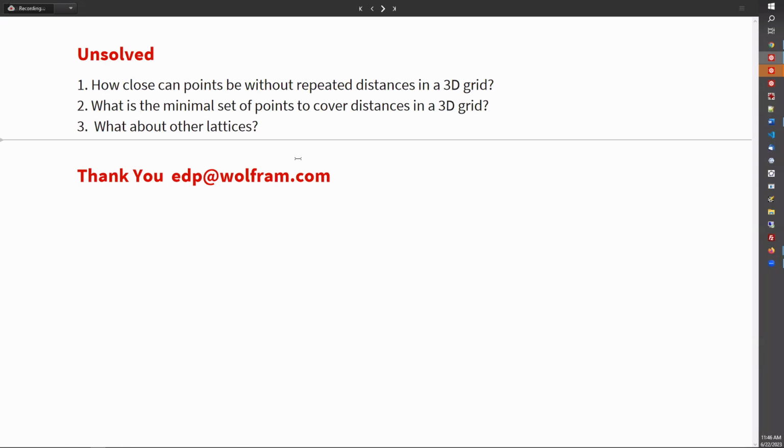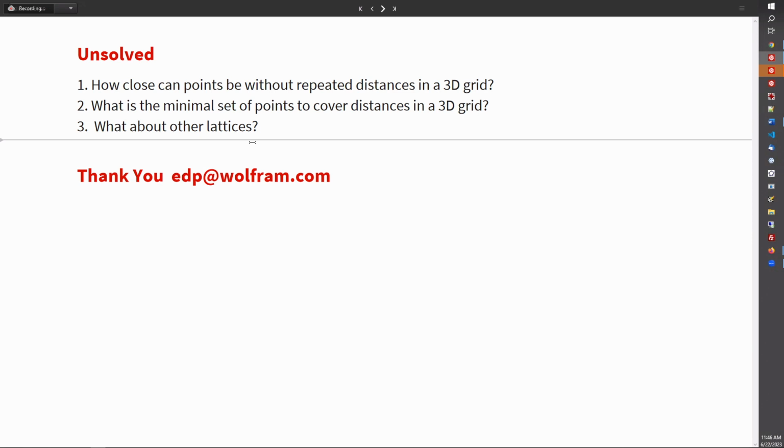So let's see. Here are some other problems that are unsolved. What about 3 dimensions? How close can points be without repeated distances in a 3D grid? That's not been looked at so far as I know. What's the minimal number of points to cover all distances in a 3D grid? Well, the 2D grid was just looked at this week, so I'm pretty sure the 3D grid has not been looked at either.